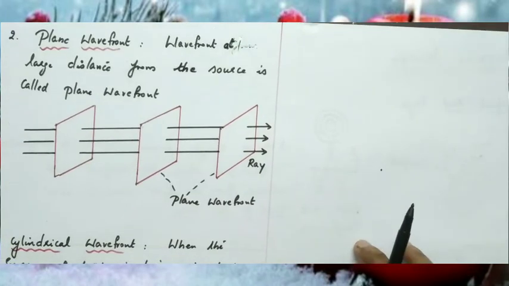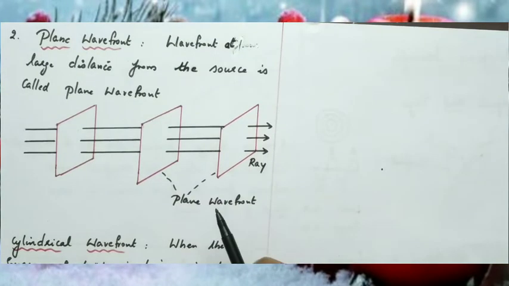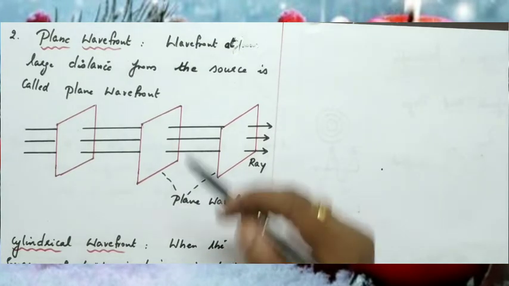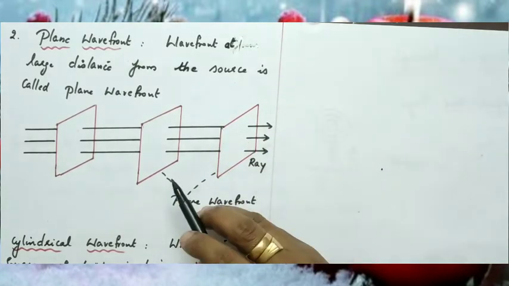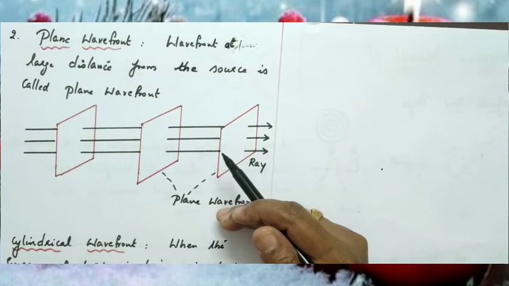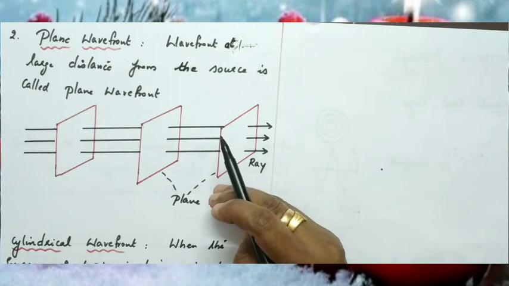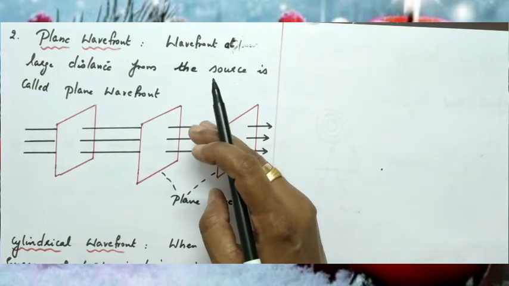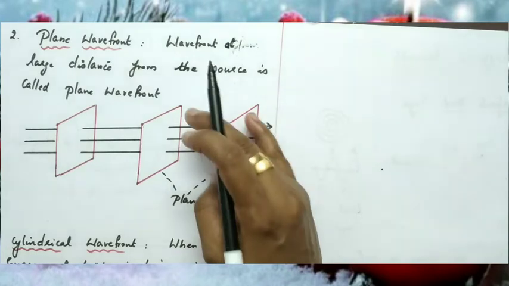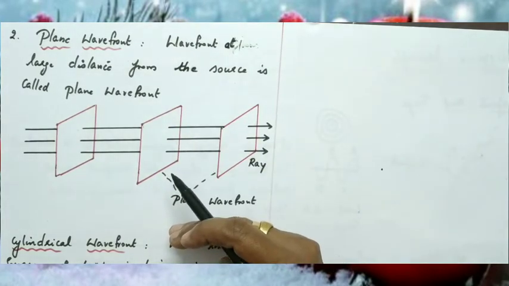Number 2, plane wavefront. Wavefront at large distance from the source is called a plane wavefront. For example, if a light source is at infinity, the wavefronts around the light source are spherical in shape, but when they reach the earth, what happens? The wavefronts are plane. Part of a very large sphere is a plane. For example, around the sun wavefronts are spherical in shape, but when they reach the earth, such wavefronts become planar.